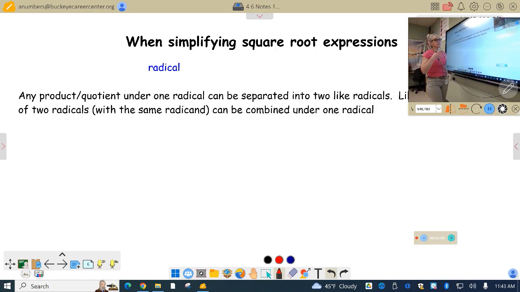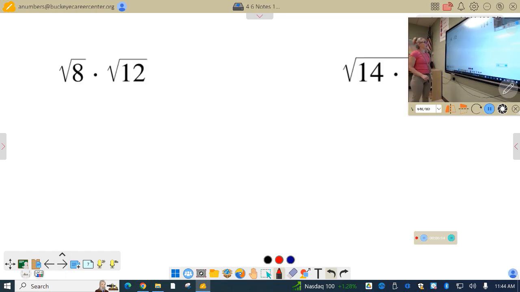Now we've been using this skill so far as we've been simplifying radicals, but let's just talk about it again. When simplifying square root expressions, a radical, remember, is just that symbol, also known as a root. Any product or quotient under one radical can be separated into 2 radicals. Likewise, if 2 radicals with the same radicand, being the square root or cube root, can be combined under one radical. So if I have the square root of 8 times the square root of 12, I can combine those underneath one radical like this.